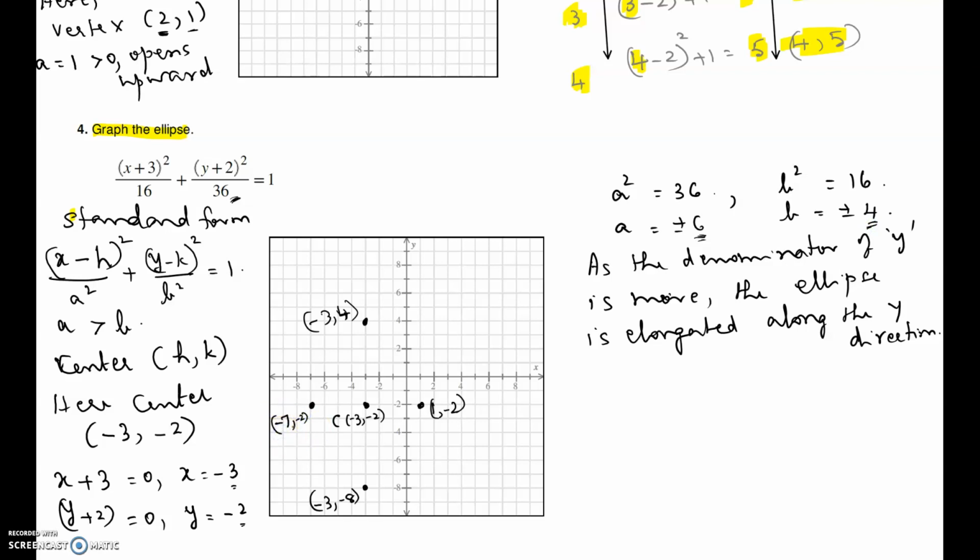So thus we have all the points that are needed to sketch the ellipse. Connect them by means of a smooth graph. So important point here is, for an ellipse problem, you should decide which denominator is higher. If the x denominator is higher, the graph of the ellipse will be elongated along the x direction, horizontally. If the denominator of y, which is the case here, is more, then it is elongated along the y direction.